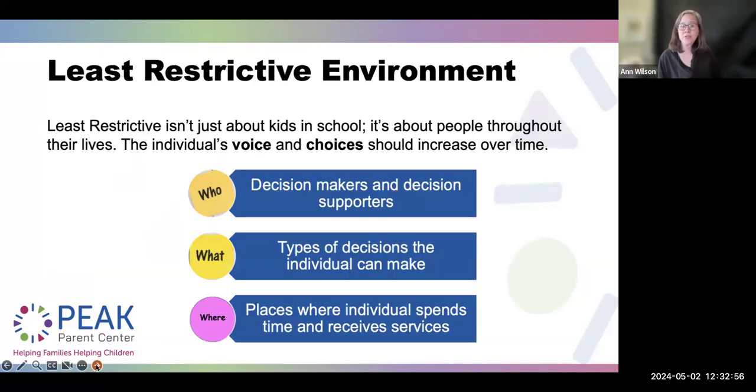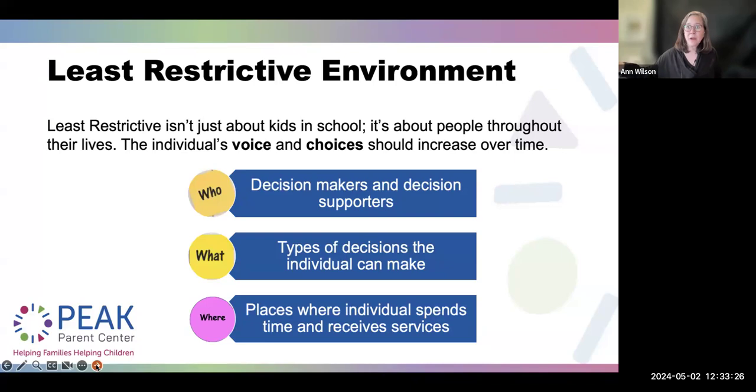Also, the least restrictive environment. You should be familiar with the least restrictive environment from the IEP process, but it's generally that idea that we want students with disabilities to be educated with students without disabilities to the maximum extent appropriate. But it's not just about school. We want to think about that throughout the lifetime. For example, thinking about what decision-making options you might consider.